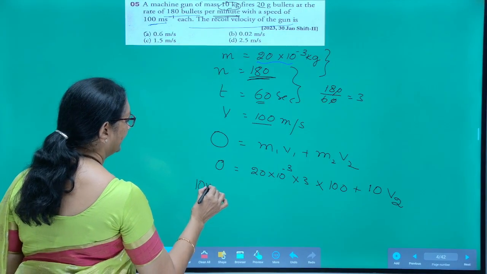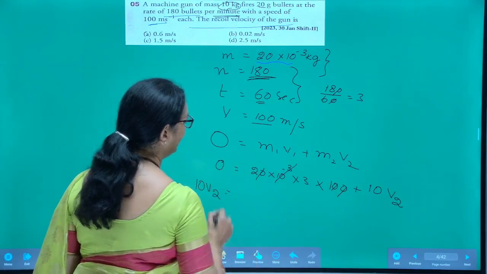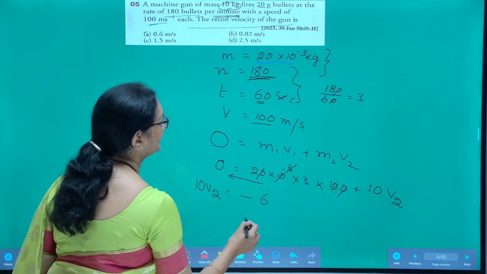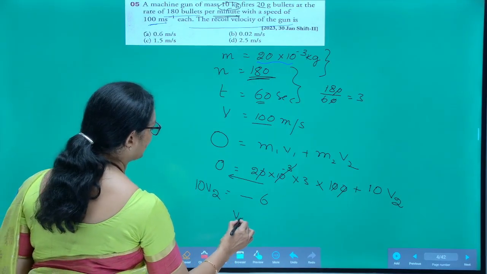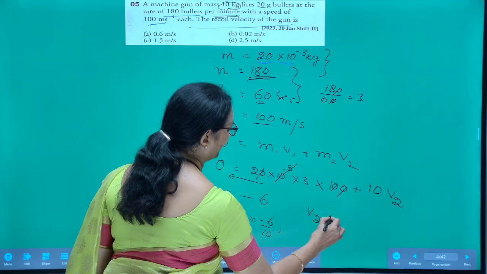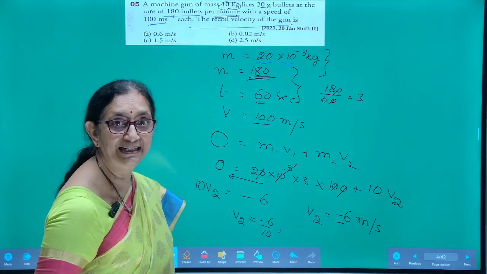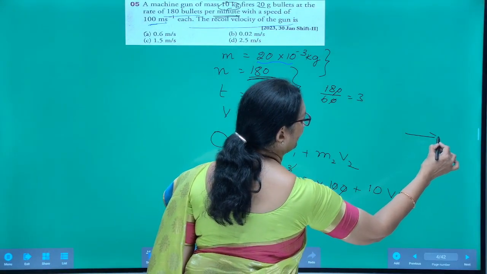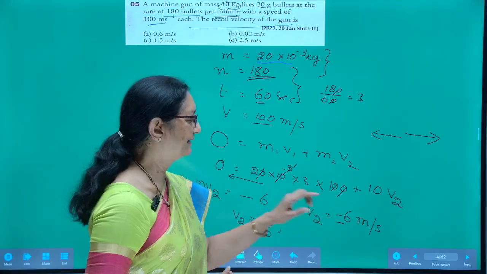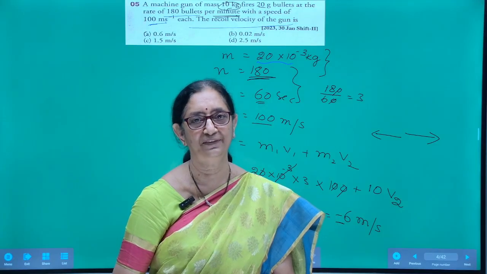So, from this 10 V2 is equal to 1, 2, 3, 10 power minus 3 gets cancelled. If you bring this to this side, it is minus 6. So, V2 is equal to minus 6 by 10, or V2 is equal to minus 0.6 meter per second. That negative sign indicates as the bullets are moving in this direction, the gun moves in the backward direction. That negative sign indicates direction of velocity of the gun is opposite to that of the bullets.